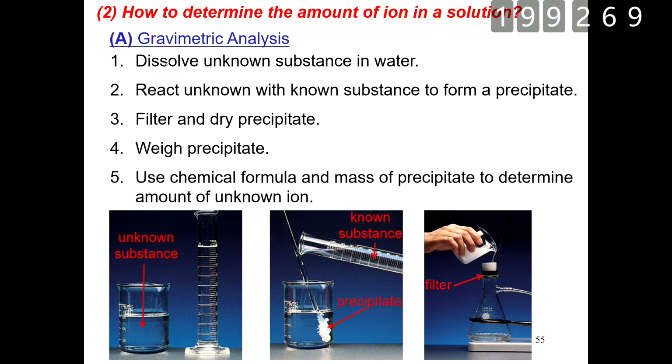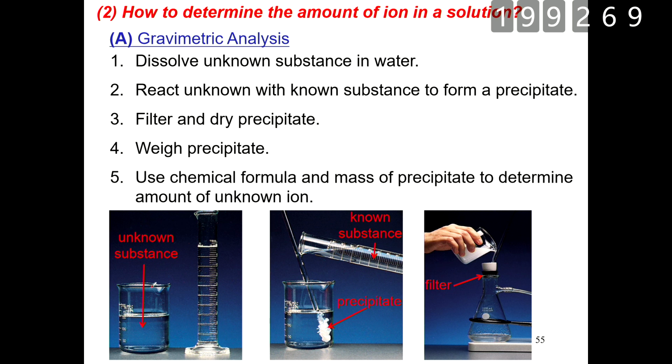So this means the first step, dissolve the unknown substance in water, and then react the unknown with a known substance to form a precipitate, and then we can filter and dry the precipitate and weigh it, and using the chemical formula and the mass of precipitate to determine the amount of unknown solution.